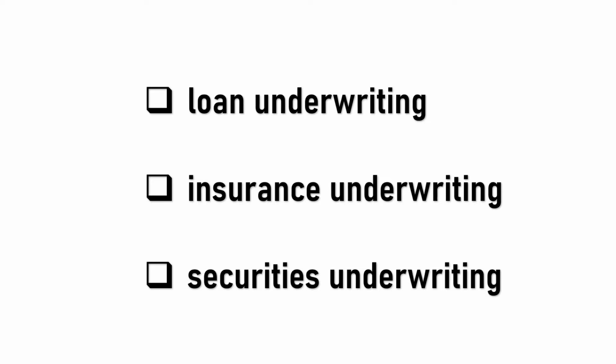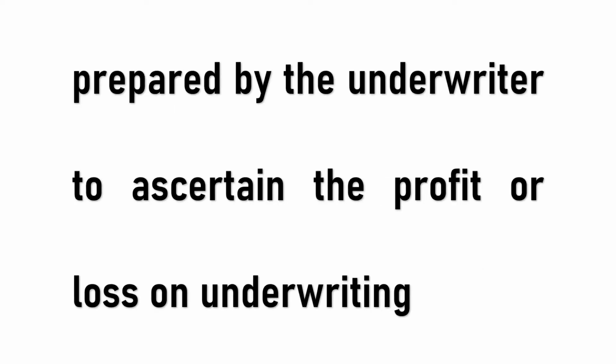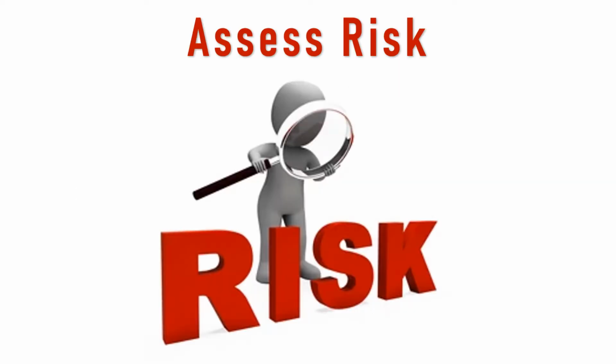Underwriting account is a nominal account and is prepared by the underwriter to ascertain the profit or loss on underwriting. Underwriters assess the degree of risk of insurer's business. Let's look at the types of underwriting. Here we shall restrict our learning to the commonly used ones.